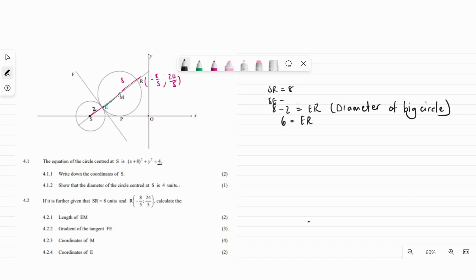Then you know the formula for the diameter is equal to 2r. So we know that the diameter is 6, right? And we want r for the big circle, so we're going to divide both sides by 2. So 6 divided by 2 is equal to r. Therefore r is going to be equal to 3. Therefore, since EM is our radius, EM is equal to 3. So that's how we found it.